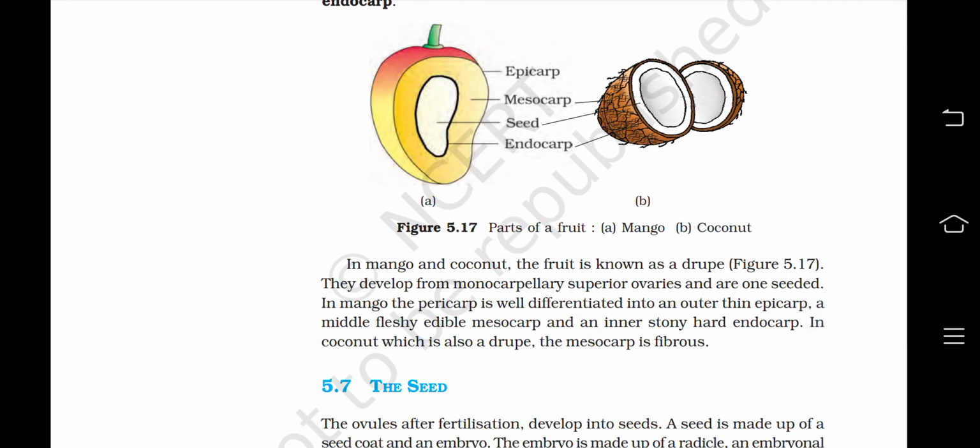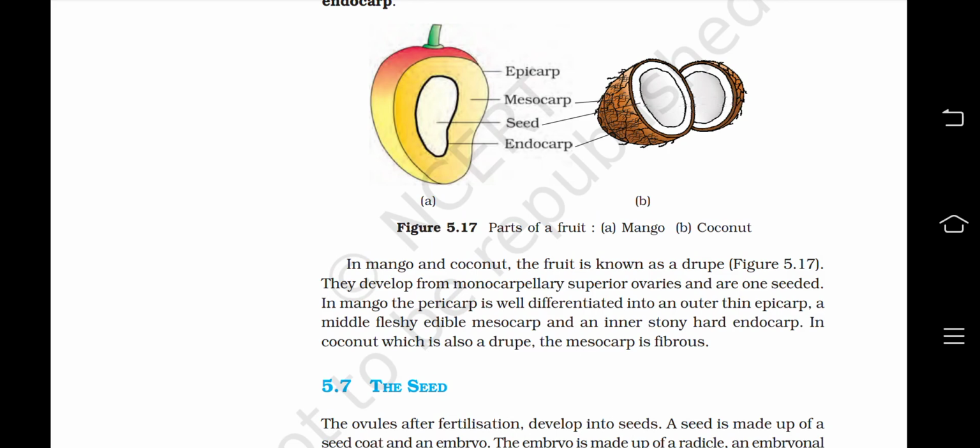In mango and coconut, the fruit is known as a drupe. Figure 5.17. Part of a fruit, A is mango, B is coconut. As you can see, the seed is there, and if we talk about the mango, mesocarp is the edible part of the mango. And if we talk about the coconut, it is only the seed which is edible. The mesocarp is not edible and the endocarp is not as well.